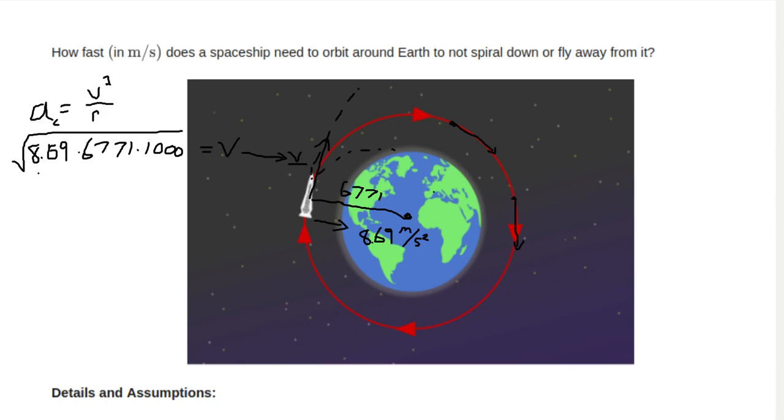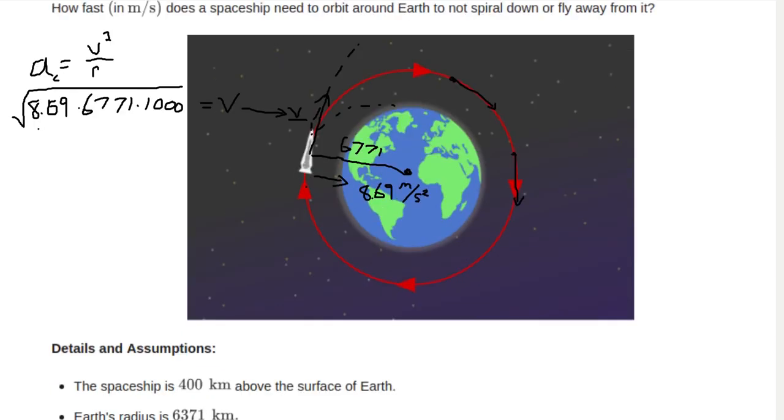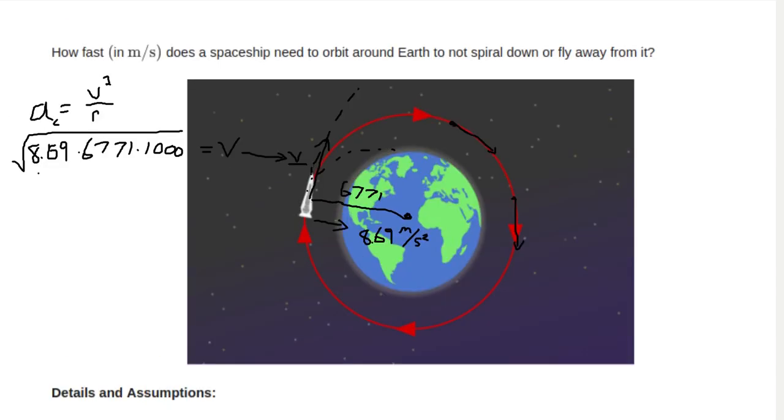Anyway, I hope you enjoyed this video. I actually first saw this problem and I was like, oh man, is this rocket physics? And I actually put some thought into it and I was like, no, it's just uniform circular motion. So sometimes physics problems look harder than they really are.